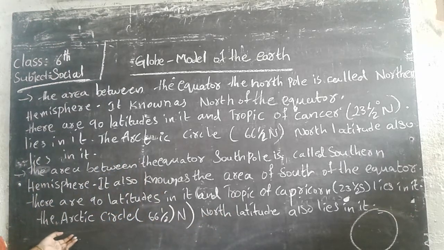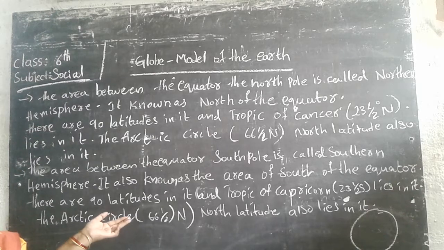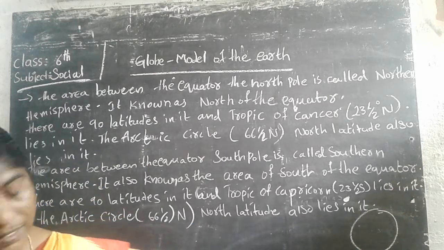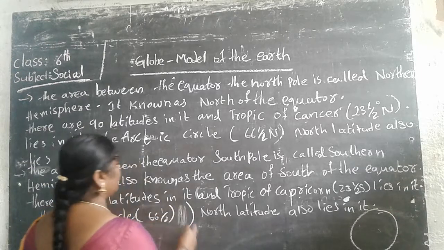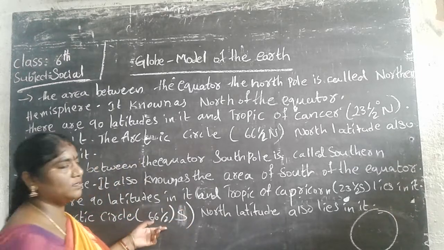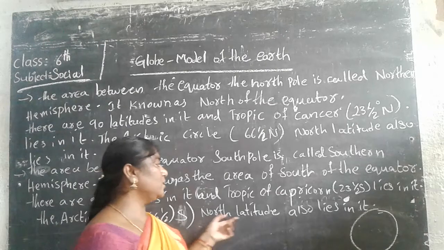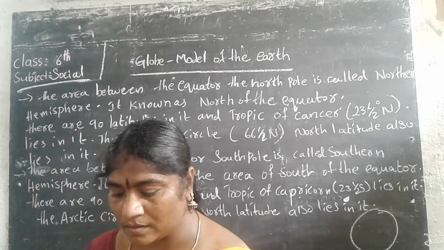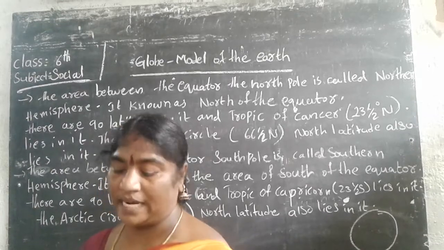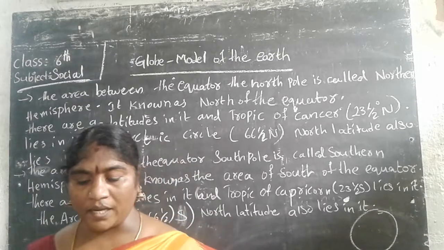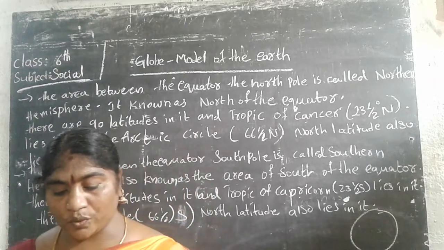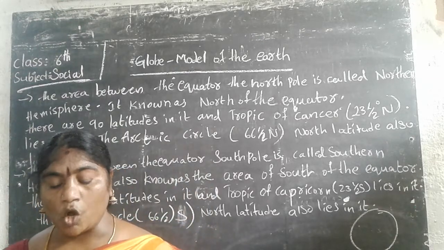The Antarctic Circle is at 66.5 degrees on the south side, and the southern latitudes also lie in it. So this is about the northern hemisphere and the southern hemisphere.